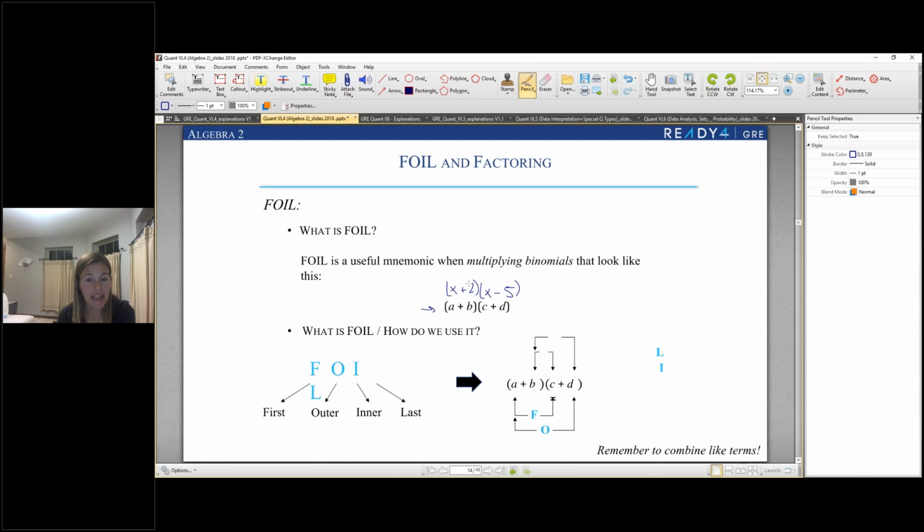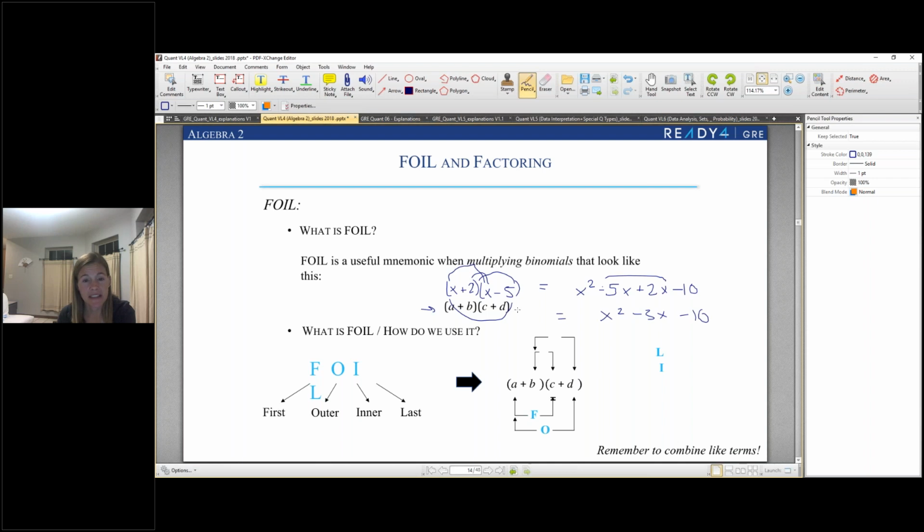And in order to do that, we use the acronym FOIL, which means we multiply the first terms together. Okay, and that gives us x squared. Then we multiply the outside terms together. And that gives us a minus 5x. Then we multiply the inside terms, and that gives us a 2x. And then we multiply the last terms. That gives us 2 times minus 5 is minus 10. You can always combine the middle 2 terms here. So we get x squared minus 3x minus 10.